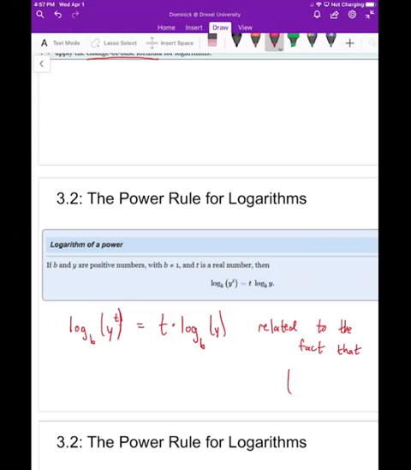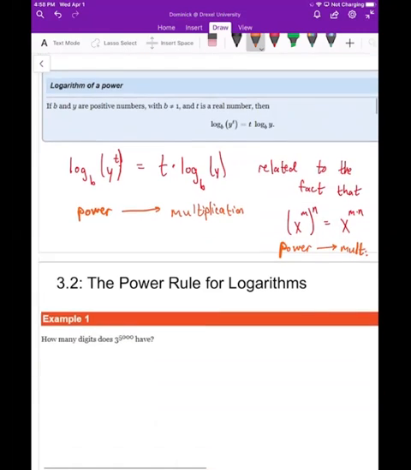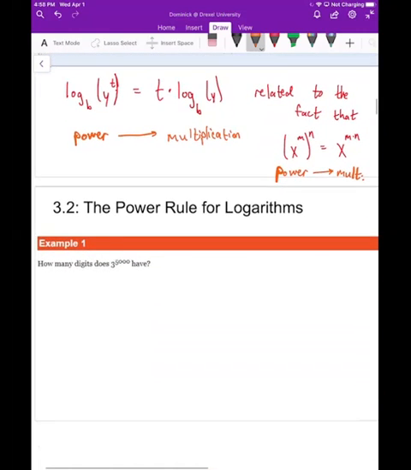But it's related to, not quite the same, but it's related to the fact that if you have a power to a power, what do you do? You multiply the exponents, right? So in this way, you have a power leading to multiplication. And that's sort of what's happening here. You have y to a power on the left side, and that's leading to multiplication. So it's related to that idea. All right, but anyway, let's go ahead and do an interesting application.